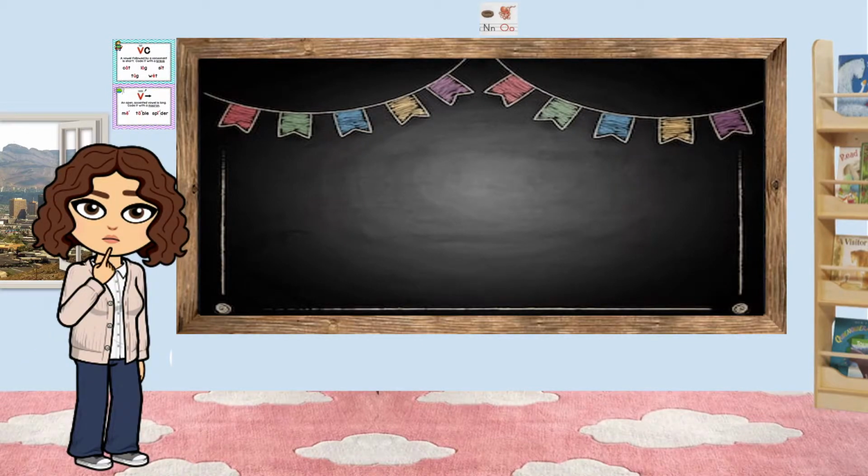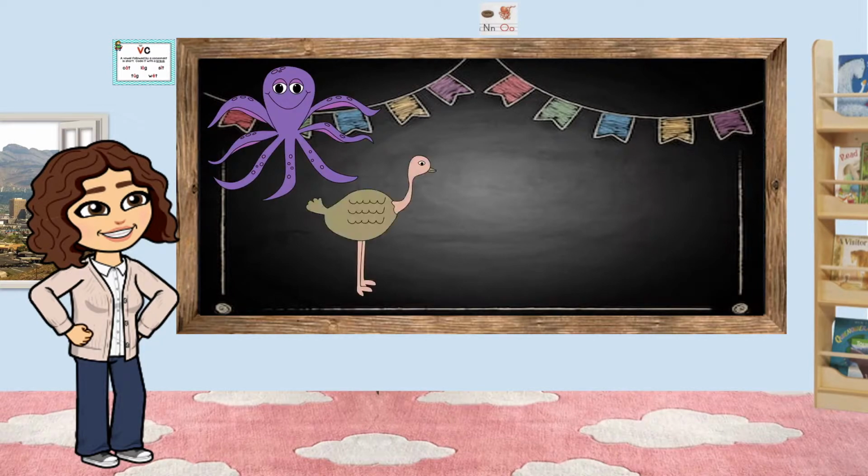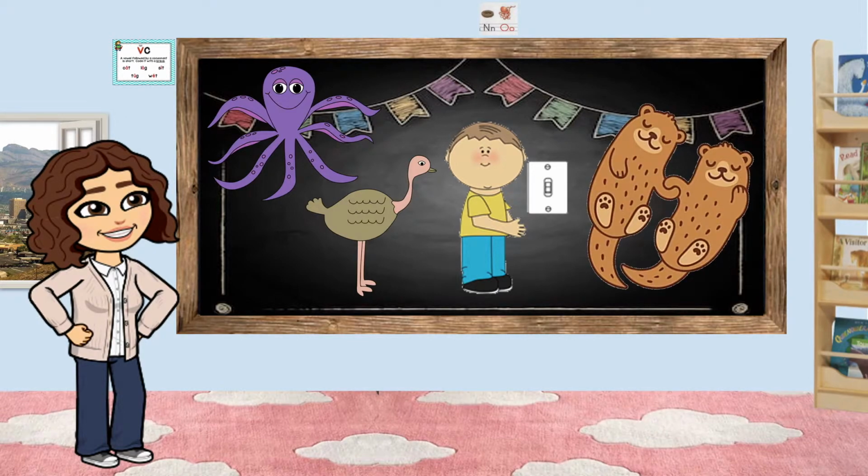Let's think of some words that begin with the ah sound. Let's see, we have octopus, ostrich, on, otters. All of those begin with the ah sound, the short sound that the letter O makes. Remember, all the vowels have at least two sounds, a long sound and a short sound. Today, we're going to learn about the long sound of O.